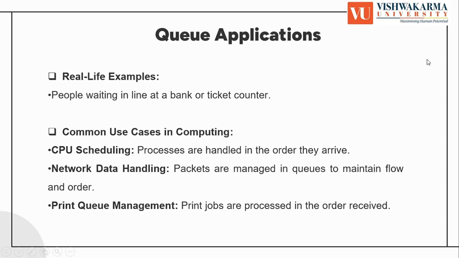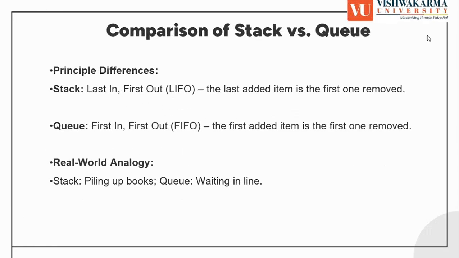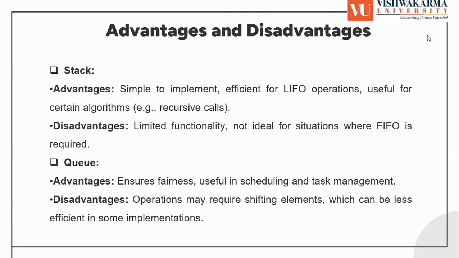Comparison of stack versus queue. The main principle and main difference of queue and stack. Stack: last in first out. The last added item is the first one removed. In queue, first in first out, FIFO. The first added item is the first one removed. Real world analogy. Stack: piling up books. Queue: waiting in line. So our next slide is advantages and disadvantages.